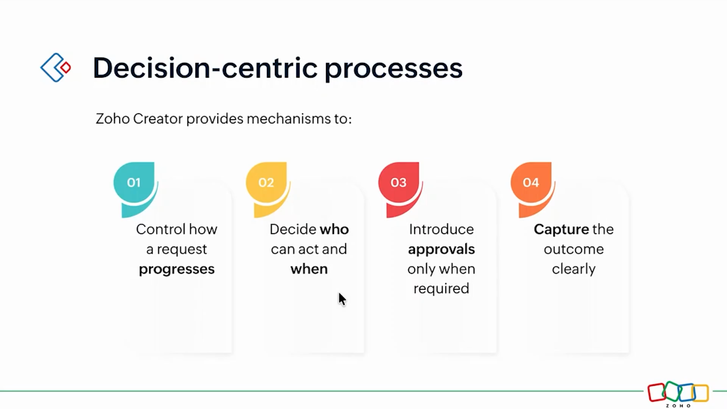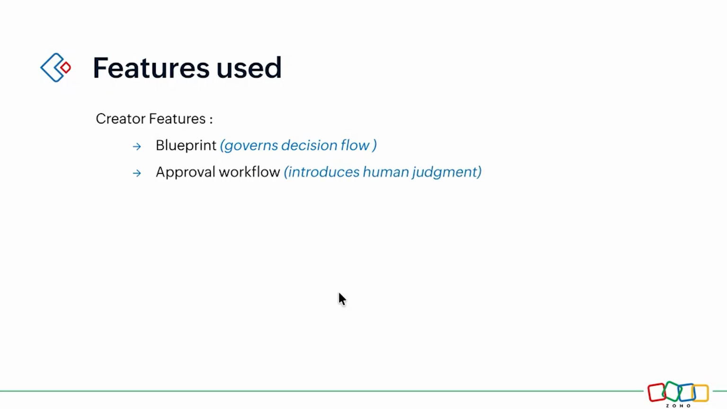So, what are the features that help us perform this mechanism? The first feature is Blueprint, as I said earlier. Blueprint helps us govern the entire decision progress or flow with a single click. And the next feature is approval workflow.